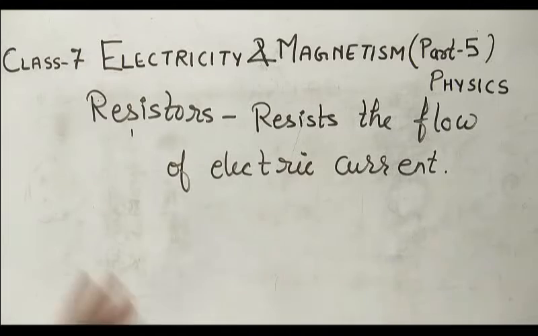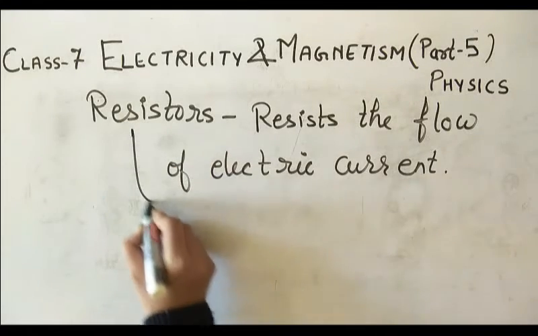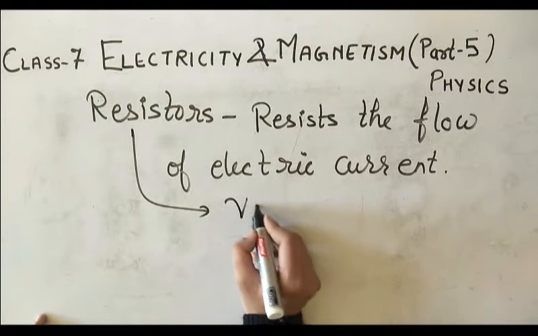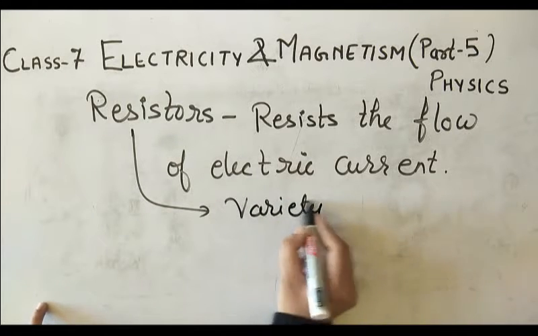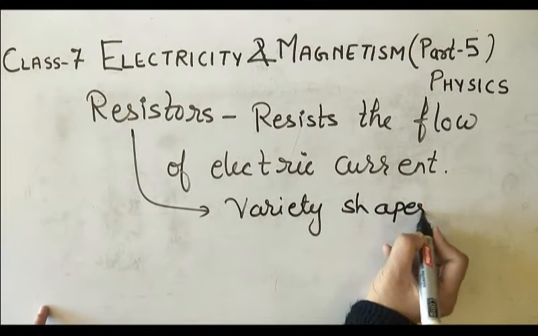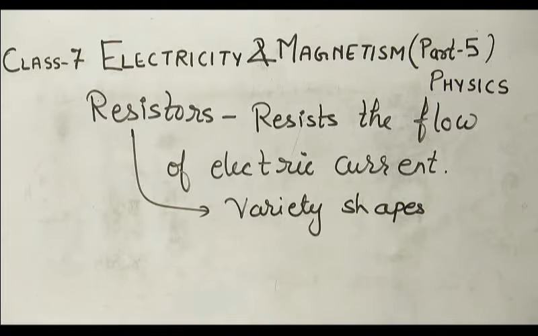And these resistors come in different varieties and shapes. And as per your requirement you can use these resistors, depending on how much electric current you want to resist. And the resistors also have a color code which shows the value of the resistor, instead of writing the resistance on its body. That means resistors come with different color codes. बहुत सारे color code में आते हैं.